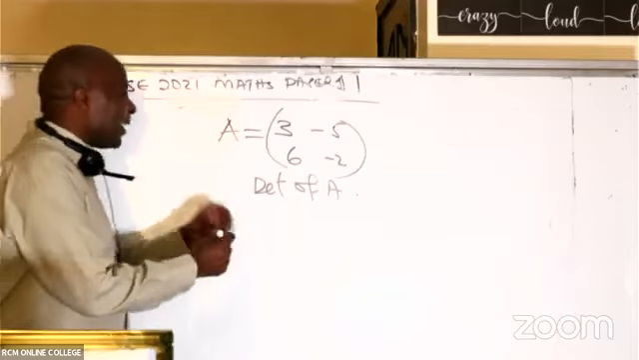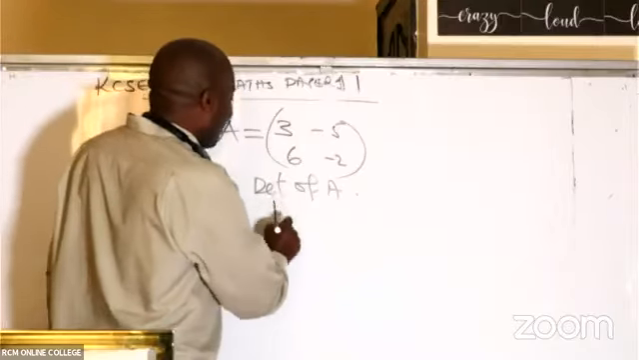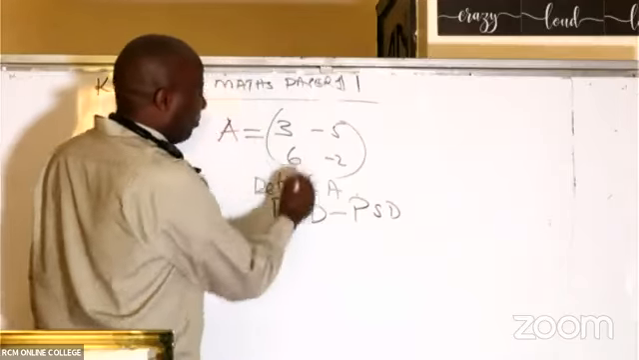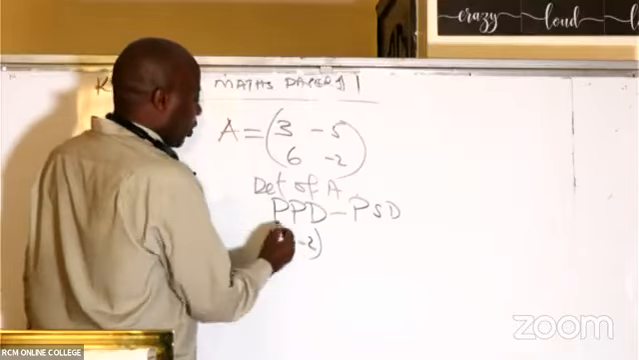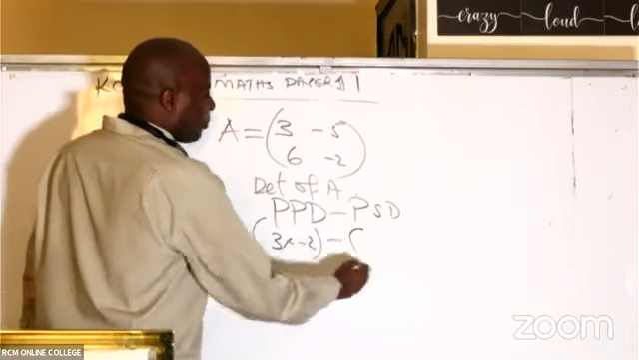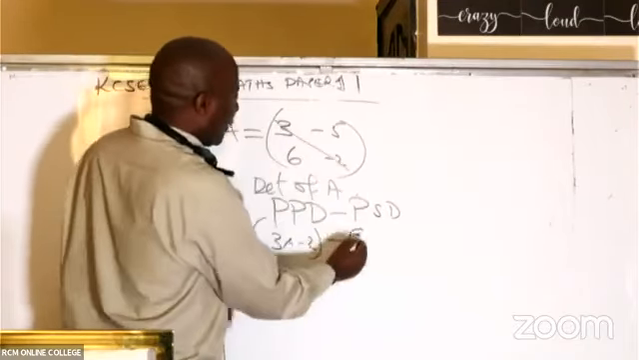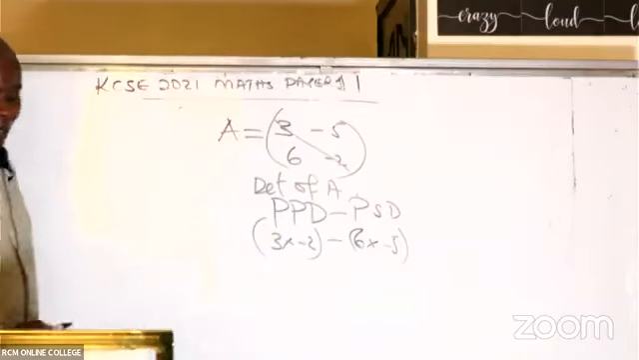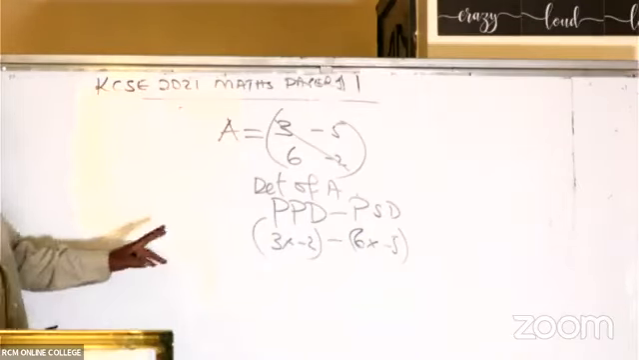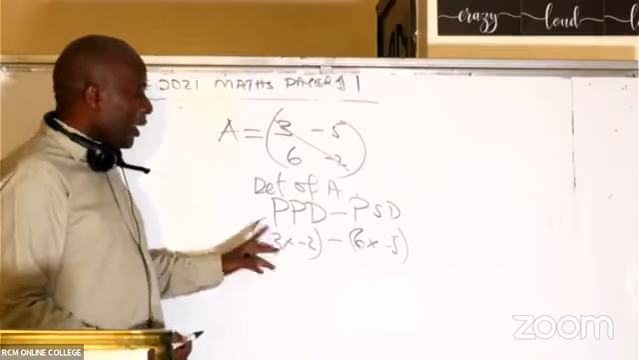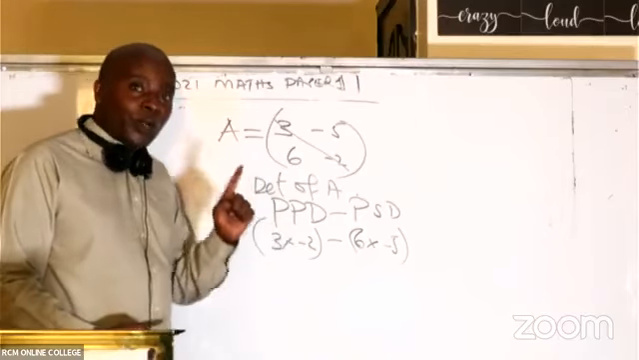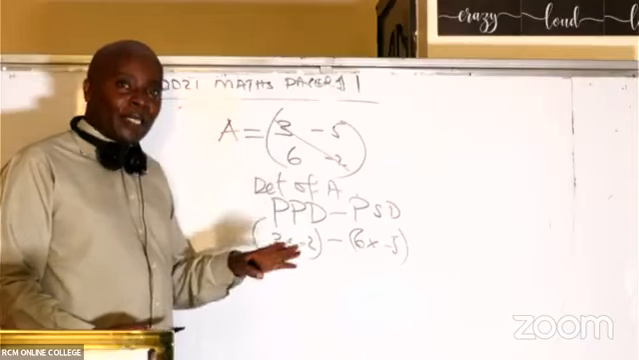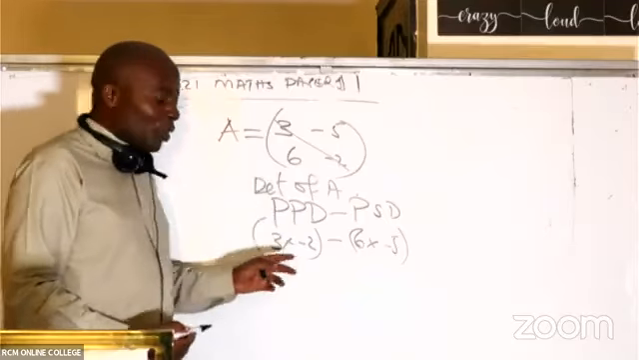So remember, determinant of A is PPD minus PSD. So I know the PPD is 3 times minus 2. You have to put this in brackets. Minus PSD. PSD is 6 times minus 5, like that. Ensure you're using your brackets very well. When you're multiplying in your calculator, you say open brackets. Never use your head. If you want to increase your chances of getting error-free answers, never use your head to do this. Always use your calculator.